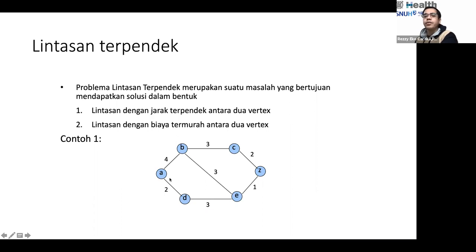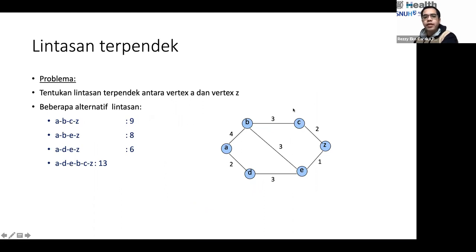So for example, if we want to solve this problem, we can use dynamic programming to find the shortest distance to every location. So if we start from A to Z, maybe we can use A, B, C, Z. So we can sum 4 plus 3 plus 2. So we have 9. For example, A, D, F, Z, so it would be 6. You can sum 3 plus 2 plus 1. So the total would be 6.